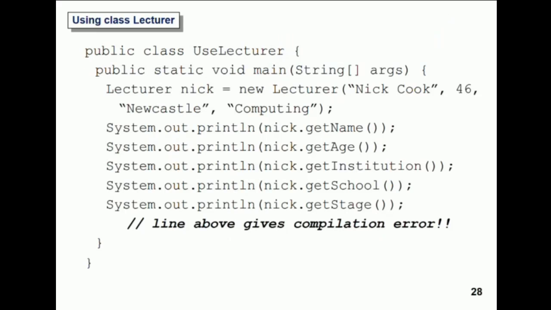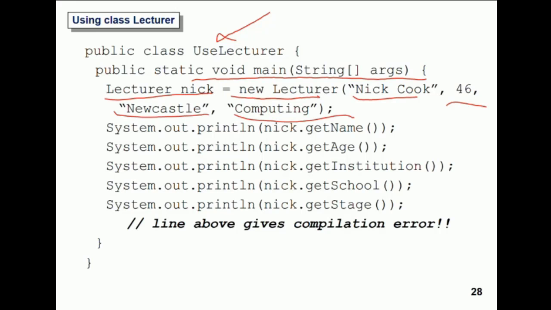Okay, and then to use lecturer, you might create a class called useLecturer. You have to create a main method. And let's say we want to create a lecturer called Nick Cook. We have a lecturer here called Nick Cook. So then you can call all the methods that you've inherited. So for example, you've inherited get name, get age, get institution, get school.